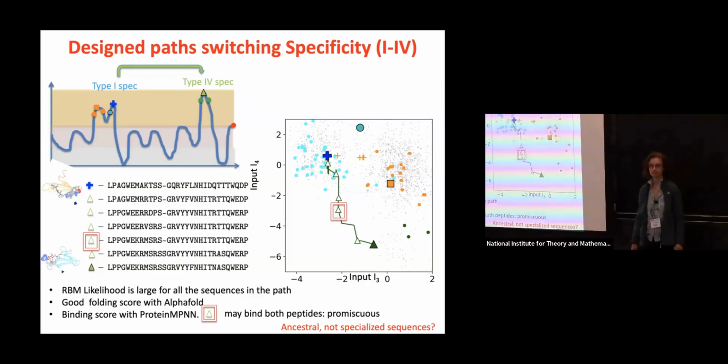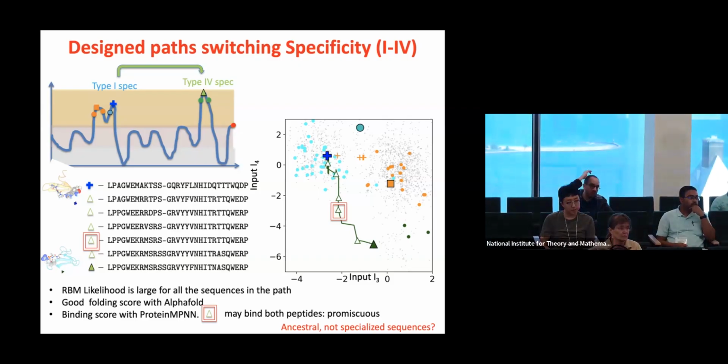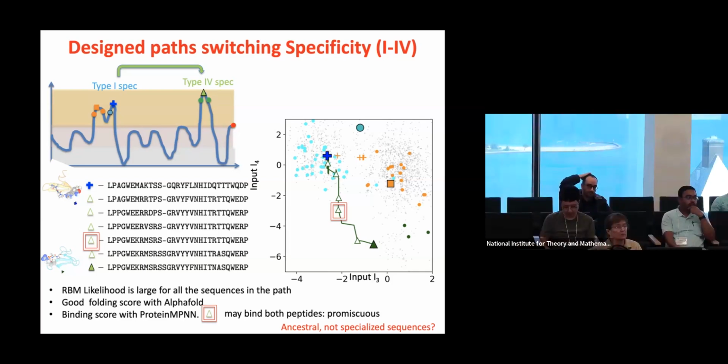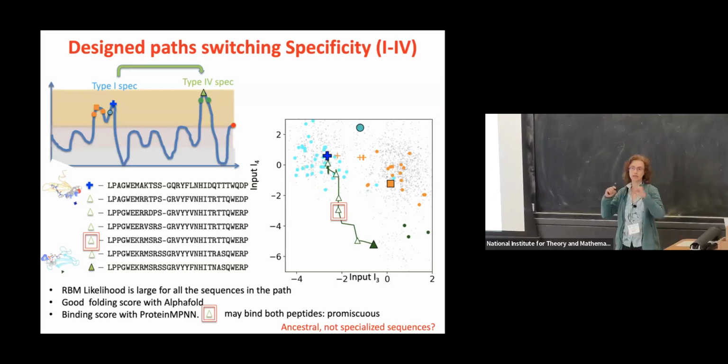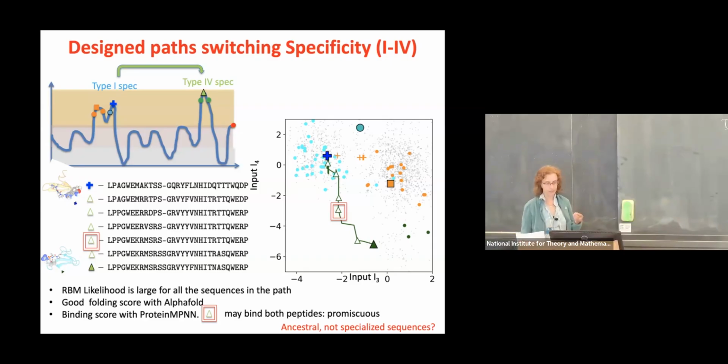Yes. If you look at the barrier in energy along this path, of which order in N, the size of the sequence, is it? It's order 1. Okay, so these are small barriers. Yes. You do it in such a way that each step is a good sequence.